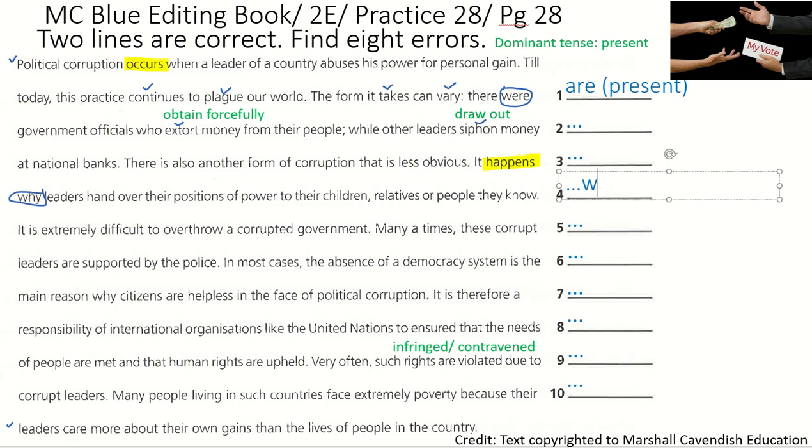When is used to describe a relative clause in which corruption takes place. So this is a relative adverb. Okay, happens when leaders hand over their positions of power to their children, relatives, or people they know. Okay, it is extremely difficult to overthrow a corrupted government. Many a times, these corrupt. Okay, I notice there is a mistake here. Then the noun that follows should be one time. Okay, so should be one time. Okay, should be singular.